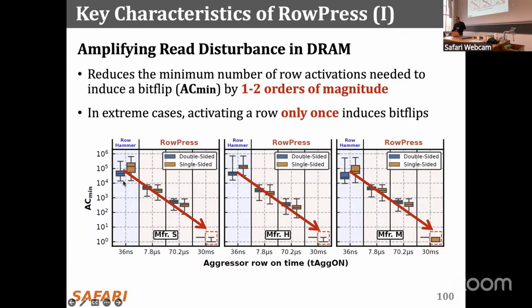This is a distribution of all the DRAM chips, and ACmin is the minimum activation count to induce a bit flip. And this is double-sided versus single-sided. There are also interesting things about double-sided and single-sided that we're not going to talk about right now. But basically, as you keep the row active longer, 7.8 microseconds is actually allowed by the DRAM standard. 70.2 microseconds is also allowed by the DRAM standard if you actually pull in refreshes.